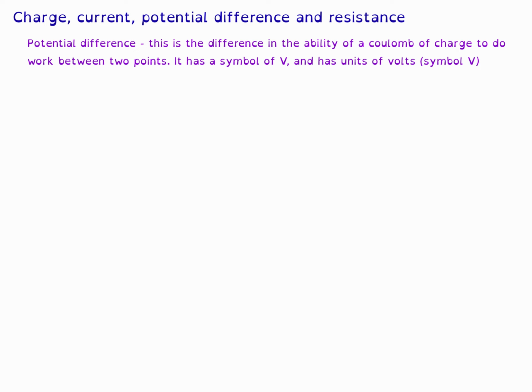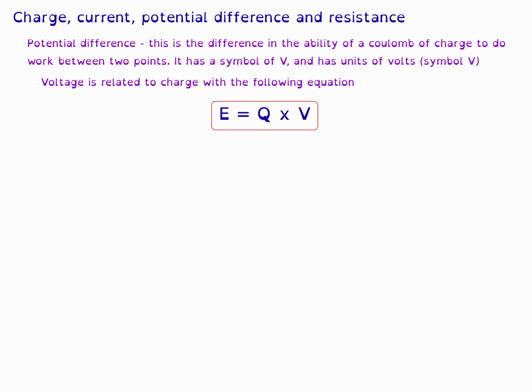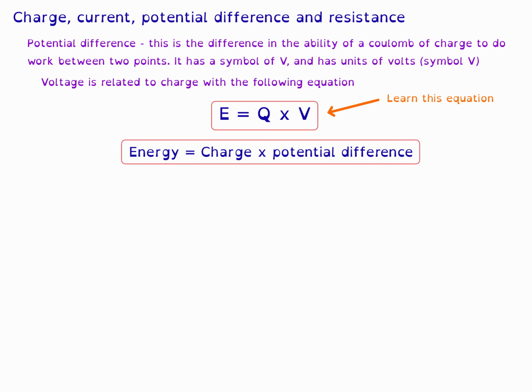Potential difference. This is the difference in ability of 1 coulomb of charge to do work between 2 points. It has a symbol of capital V and the units of volts. Voltage is related to charge with the following equation: E equals Q times V. This is an equation that you need to learn, and it's energy equals charge times the potential difference.